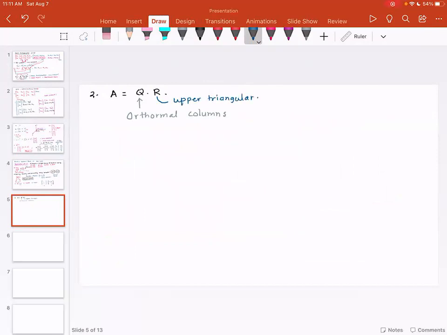So what it means is, if you were to decompose this, and if you were to do Q transpose Q, so if you transpose the matrix and multiply the same matrix, you will land up with an identity. And this is called orthogonalization.